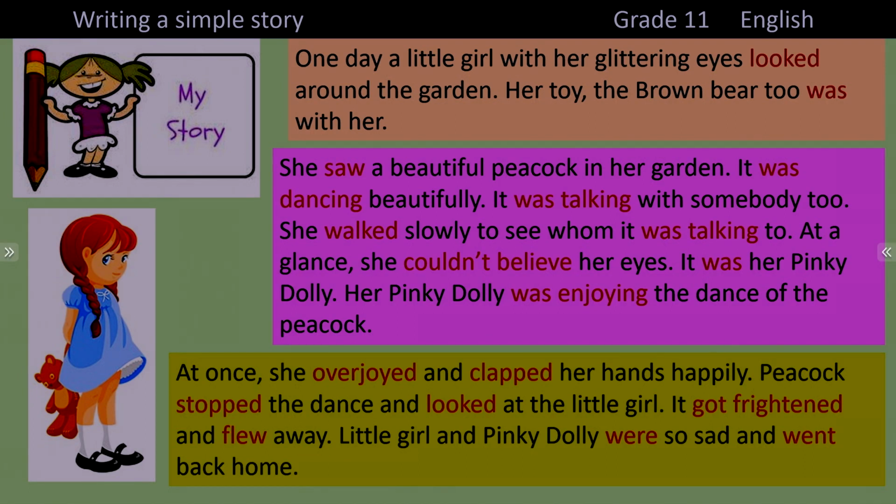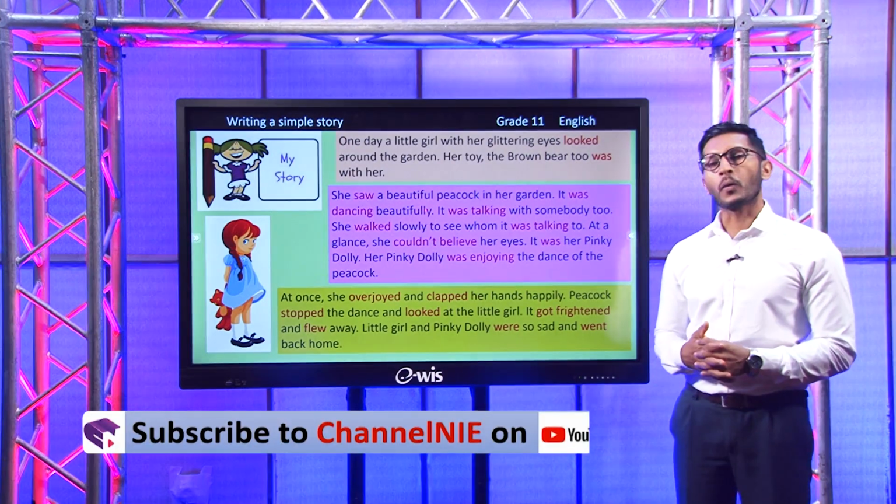At once, she was overjoyed and clapped her hands happily. Peacock stopped the dance and looked at the little girl. It got frightened and flew away. Little girl and Pinky Dolly were so sad and went back home. So that is the story.